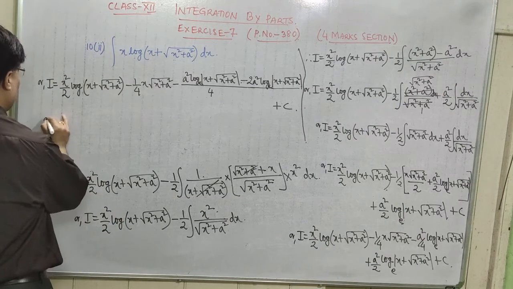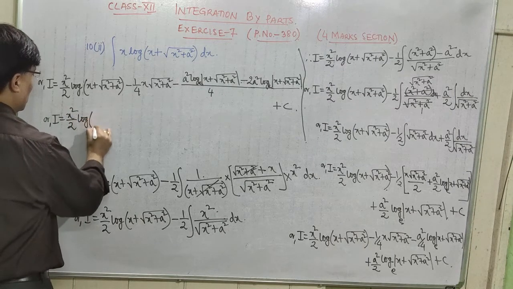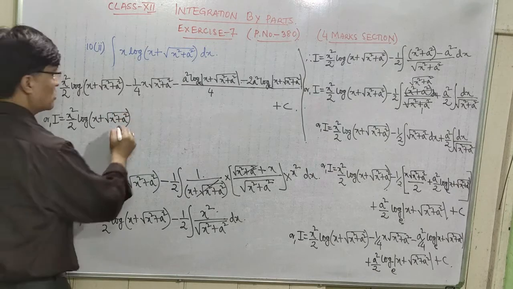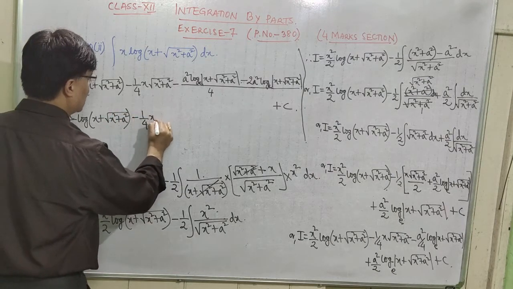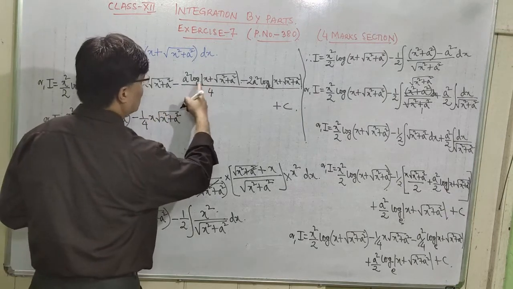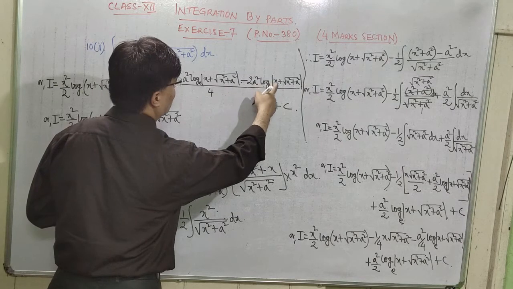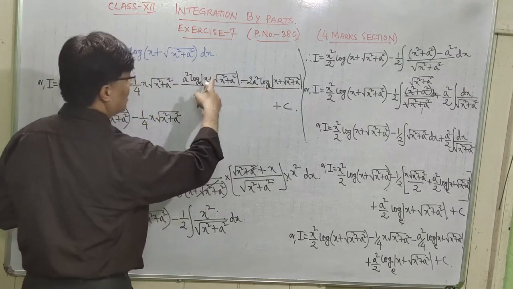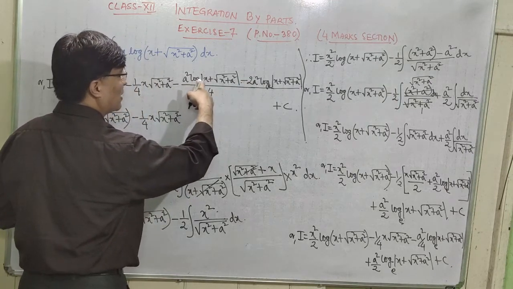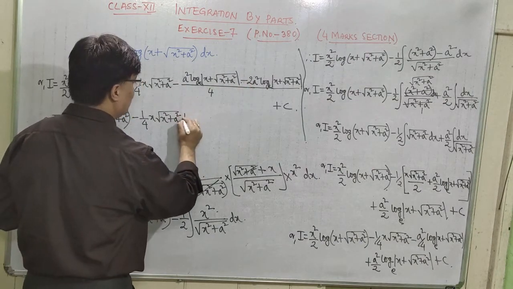Okay, so I is equal to x square by 2 log within bracket x plus root over x square plus a square bracket closed minus 1/4 x root over x square plus a square. Now this is your a square log within mod x plus root over x square plus a square minus 2a square log within mod x plus root over x square plus a square, base is e. So this is your minus a square, isn't it? Because minus 2a square is more than a square log x plus root over x square plus a square. So it is minus a square. So minus into minus plus.